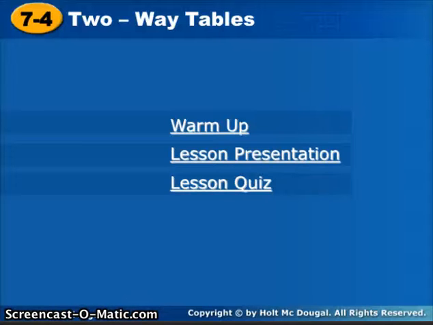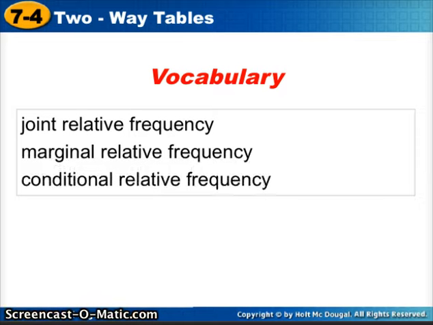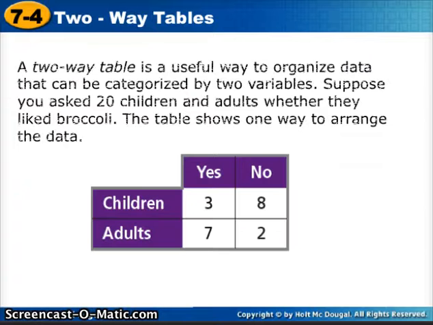Hello. This video is about two-way tables, and in it we are going to construct and interpret two-way frequency tables of data when two categories are associated with each object being classified. We are going to talk about joint, marginal, and conditional relative frequencies.